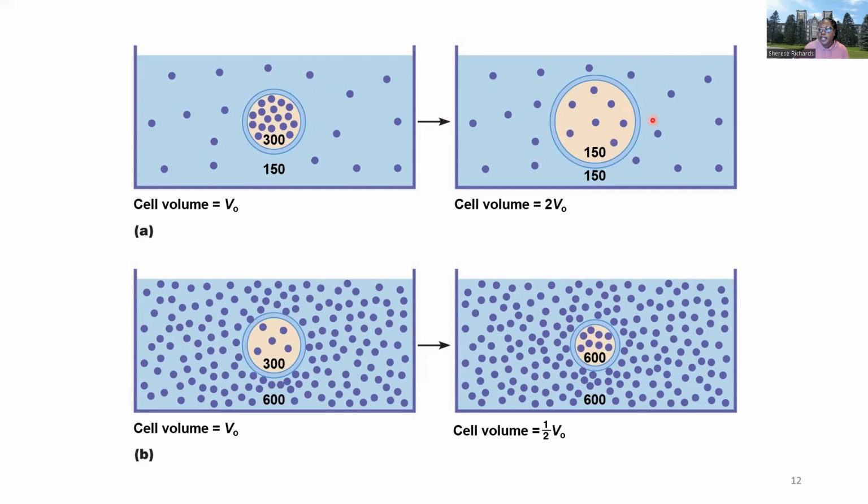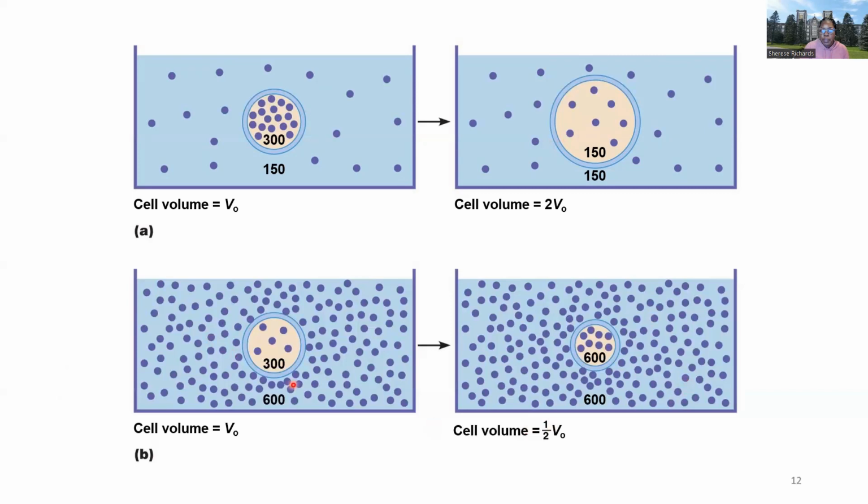That is perfectly correct. If we think about the gradient that's created here, higher water concentration out here, 150 is the osmolarity, lower water concentration in here, 300 is the osmolarity, and so water will move into the cell to equalize that osmolarity, and then the cell will swell.